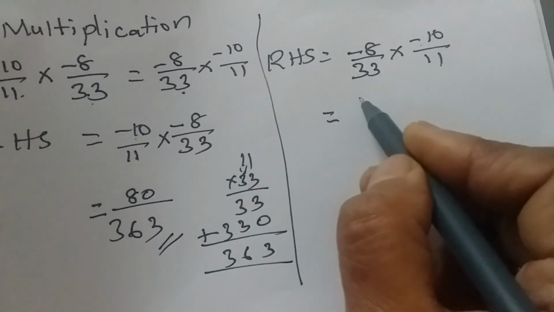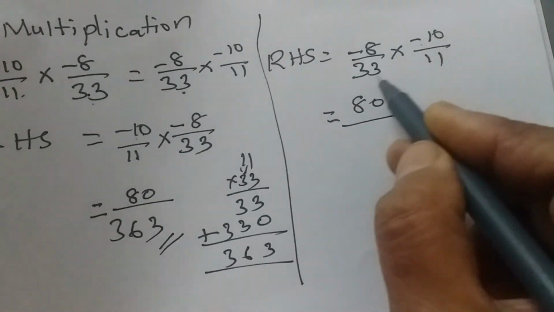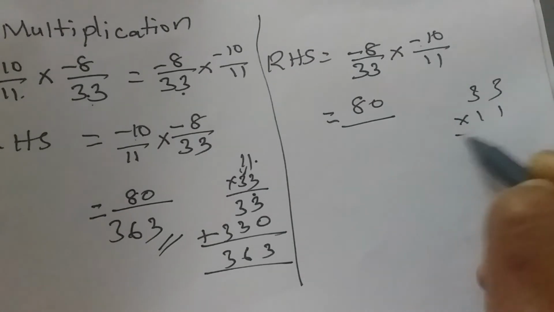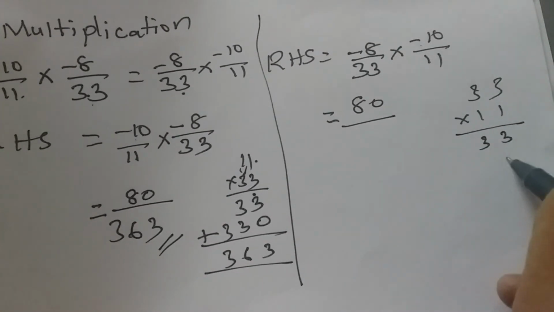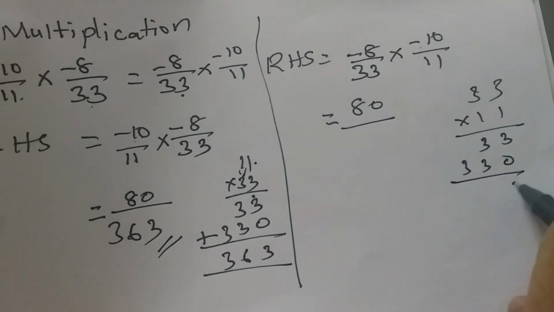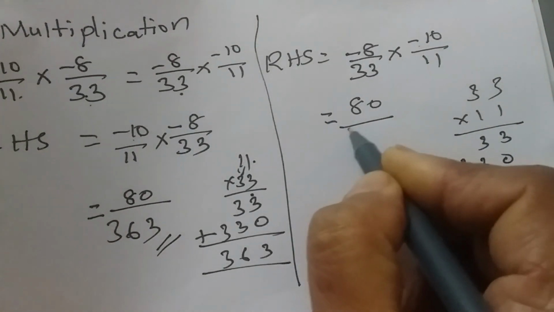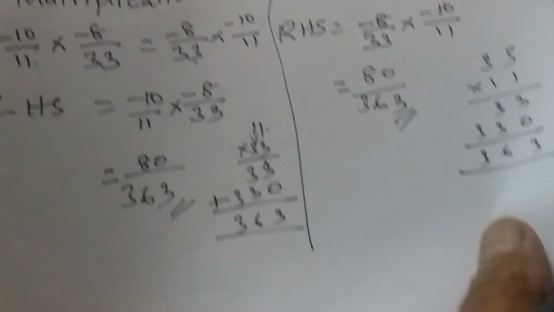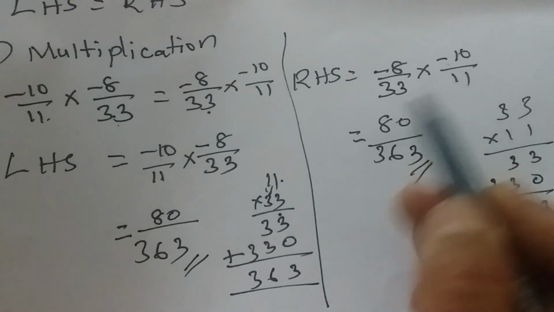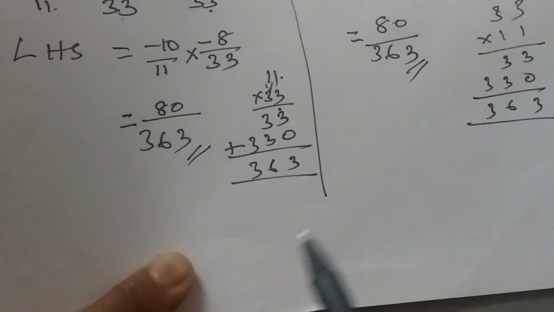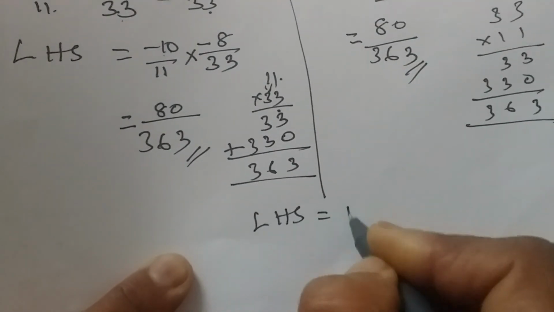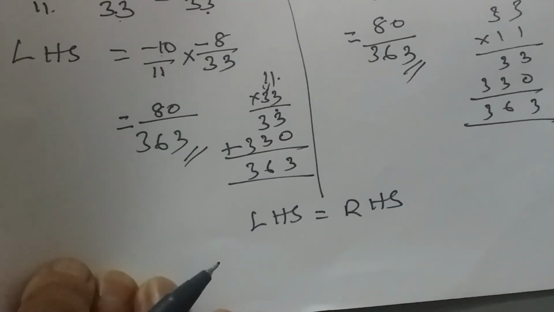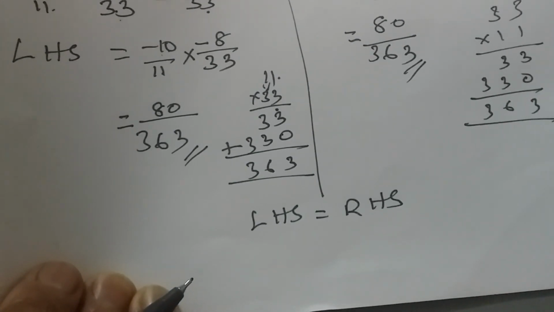So multiply minus into minus, plus. 8 tens are 80. And in the denominator, we multiply 11 with 33. Now it is 33 into 11. Let us check. 1 3 is 3, 1 3 is 3, 1 3 is 3, 1 3 is 3. So what is the answer we are getting? The same 363. So LHS is equal to RHS. Even if you change the order of multiplication, the answer is not changed. Therefore, the left hand side is equal to the right hand side. That means the commutative property is true for addition and multiplication.